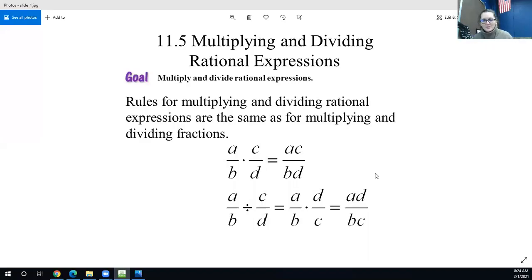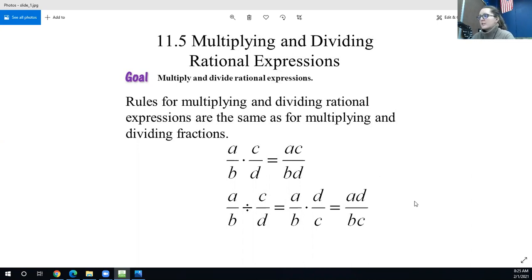Welcome back, Algebra 2. Today we're going to continue with our rational expressions. Remember, rational is just a fancy word for fraction. We simplified last time we were together, and today we will move into some operations. So we'll be doing some multiplying and dividing specifically.